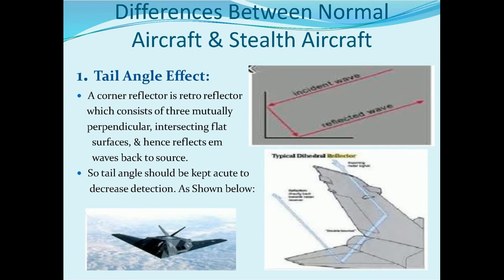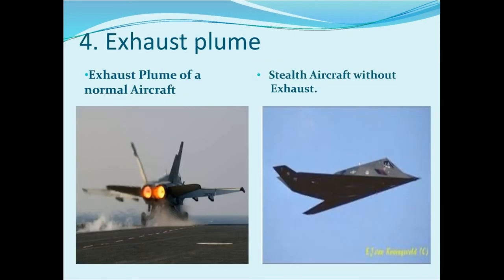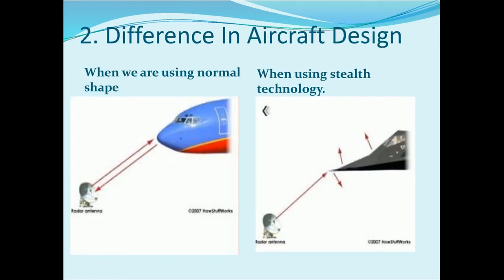Differences between normal aircraft and stealth aircraft. Tail angle effect: a corner reflector is a retroreflector, which consists of three mutually perpendicular, intersecting flat surfaces, and hence reflects waves back to the source. So the tail angle should be kept acute to decrease detection, as shown below. Exhaust plume: the exhaust plume of a normal aircraft, versus a stealth aircraft without exhaust. The difference in aircraft design between a normal shape and when using stealth technology.